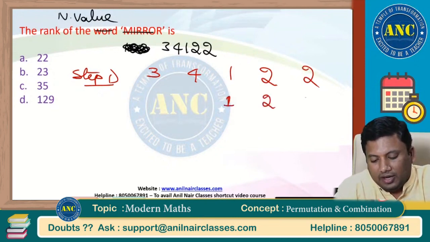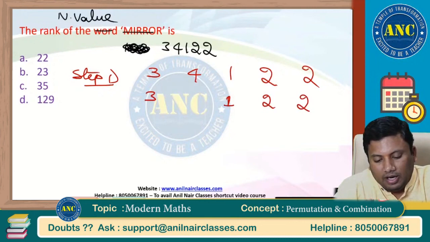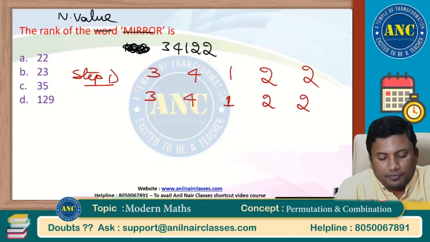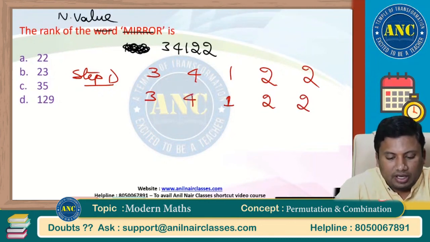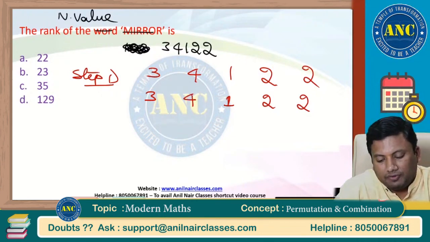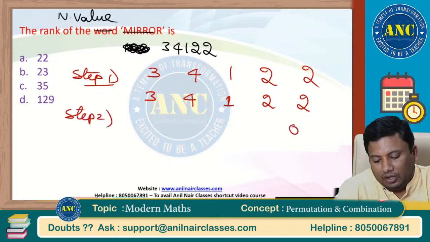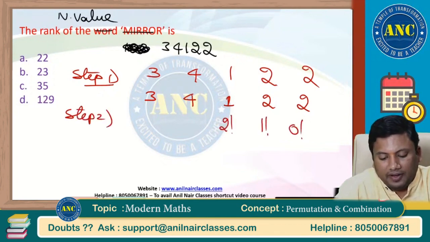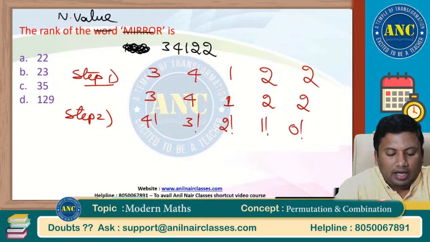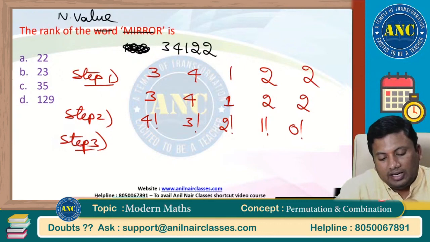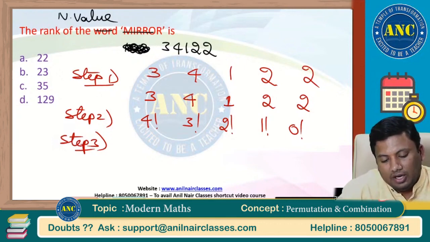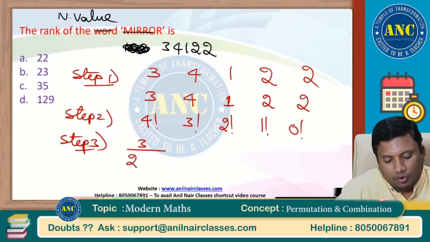This is the second value. This is the third value. And it is the fourth value. I hope it is clear, right? 34122. First 1 I will write, then 2 I will write. Step number 2. 0 factorial, 1 factorial, 2 factorial, 3 factorial and 4 factorial. Step number 3. How many are to the right side of 3 which are less than 3? Totally 3 numbers are there. So 2 are identical, 2 factorial.